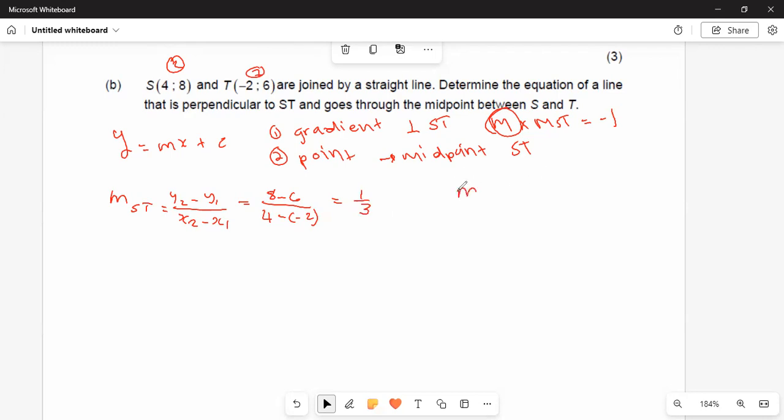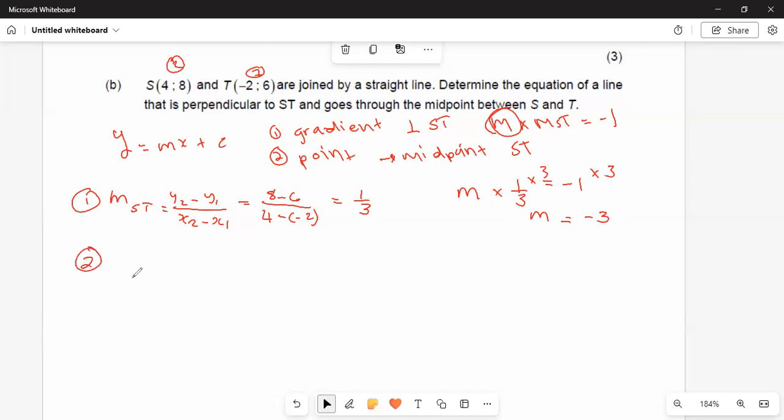So the gradient of our new line multiplied by the gradient of ST must give us -1. If we multiply by 3 on both sides, we'll get that the gradient of the new line is equal to -3.